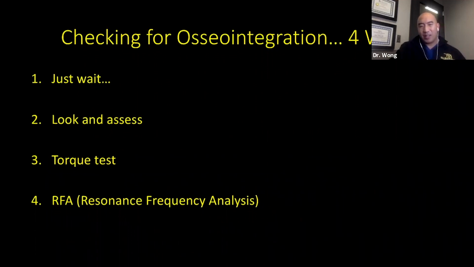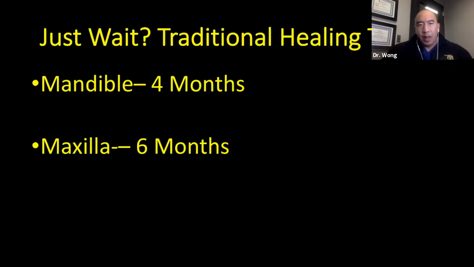I'm going to review them because it's not as exciting as the other stuff we're going to talk about. So the first strategy is just wait, right? Traditional healing times: if an implant is placed in the mandible, we generally allow 4 months of healing. If it's placed in the maxilla, we allow 6 months. Is that a good way to do it? It's an okay way. It's not very scientific or evidence-based, really, because who knows the conditions of the bone, the loading conditions, the surgical placement, the healing of the patient? It doesn't take into account any of that. It's just strictly 4 months for the mandible and 6 months for the maxilla.